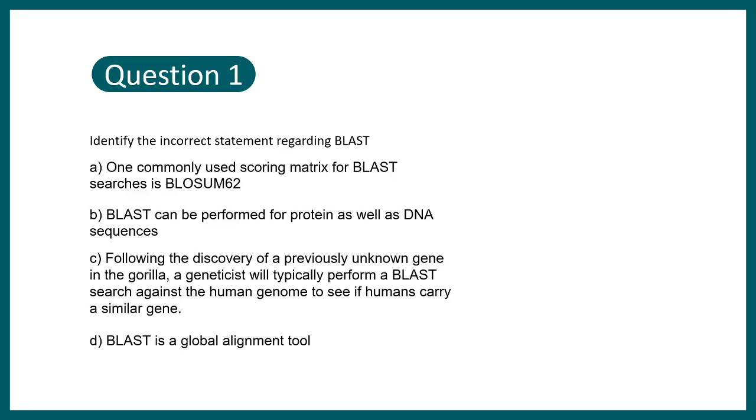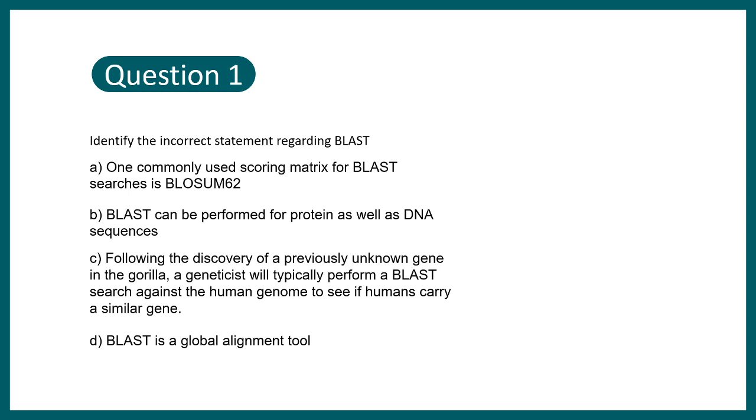Let's get back to the question answer session. So question 1 says identify the incorrect statement regarding BLAST. Here are the 4 statements. One commonly used scoring matrix for BLAST is BLOSUM 62. BLAST can be performed for protein as well as DNA sequences. Following the discovery of a previously unknown gene in gorilla, a geneticist will typically perform a BLAST search against the human genome to see whether it matches with the human gene. And lastly, BLAST is a global alignment tool.